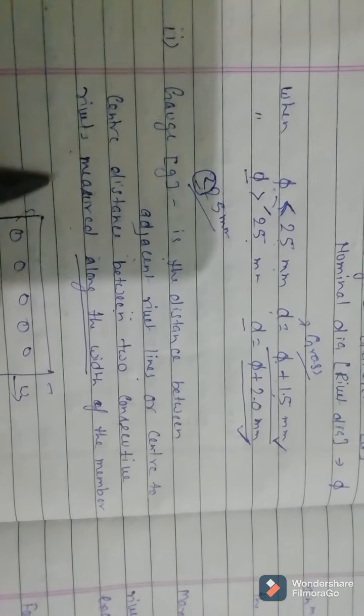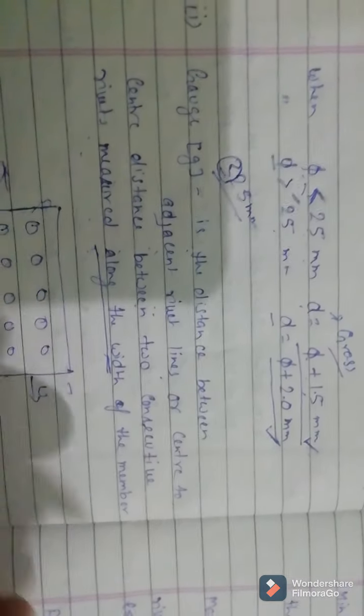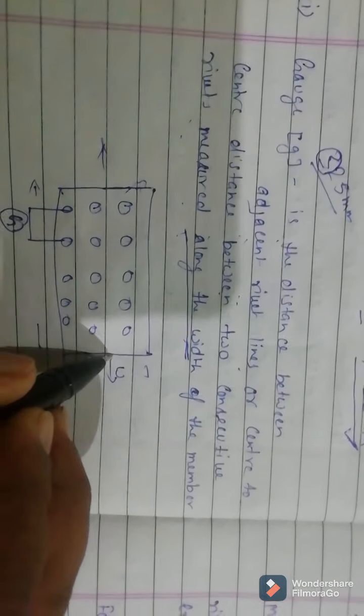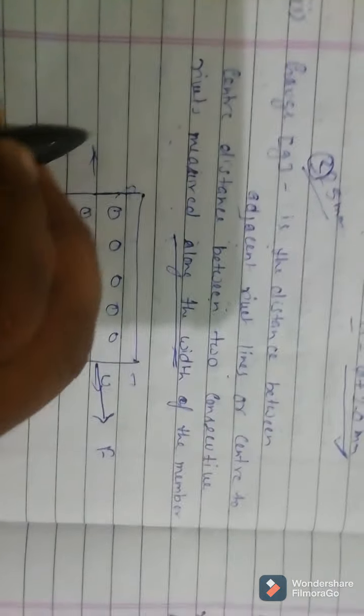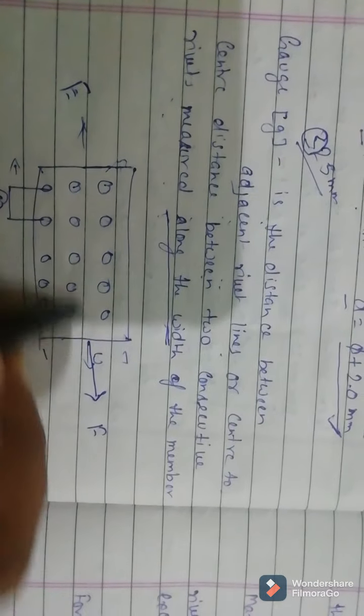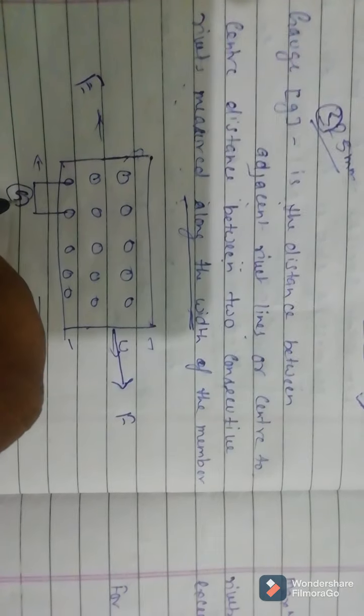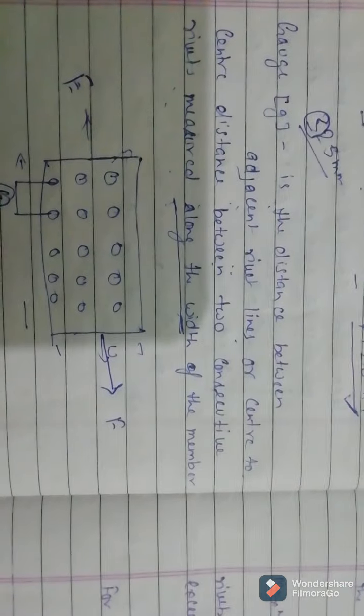Next is the gauge. It is the distance between adjacent rivet lines, or the center to center distance between two consecutive rivets measured along the width. Here this is your width and this is your length. Two forces are applied here, and this is the direction of the rivets. In the direction of width, this is called the gauge.